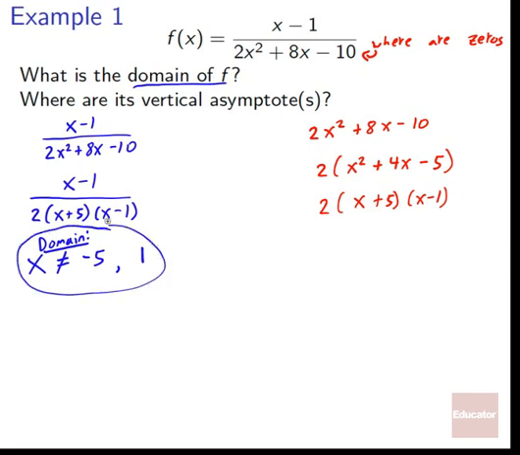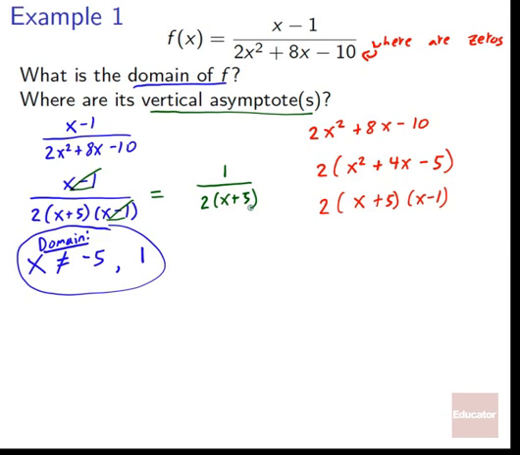Next question is, where are the vertical asymptotes? To find the vertical asymptotes, we need to cancel any common factors so that the numerator and the denominator don't go to 0 at the same time. We notice we've got x minus 1 here, x minus 1 here, so we can cancel these out, and we get 1 over 2 times x plus 5.